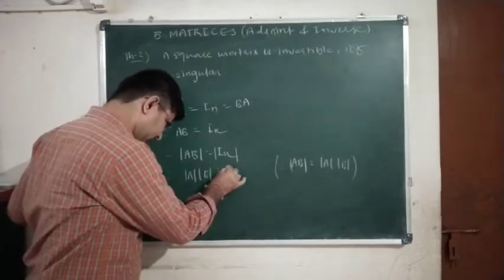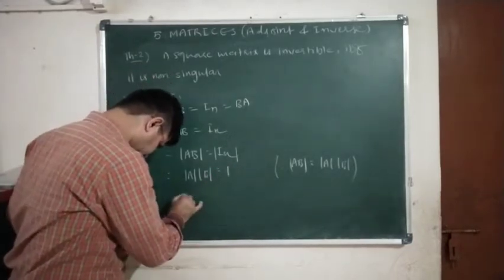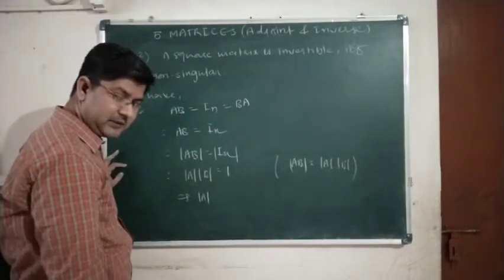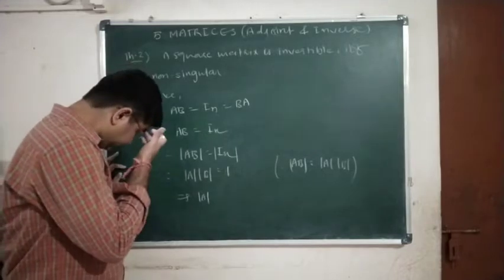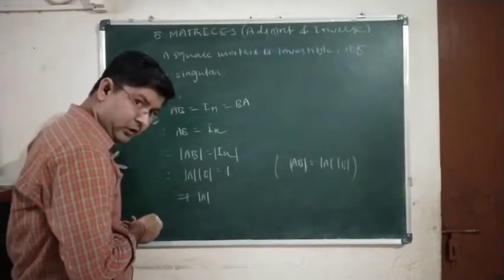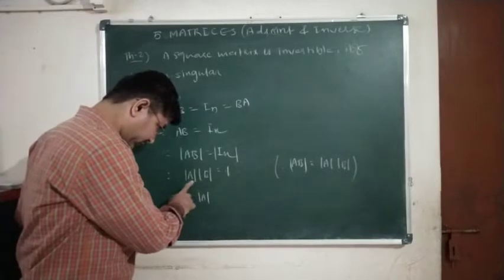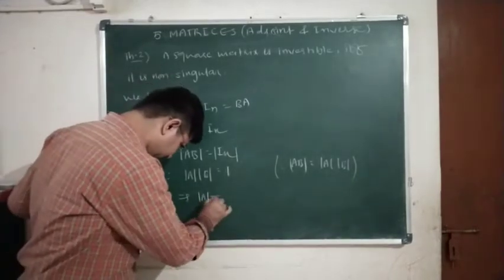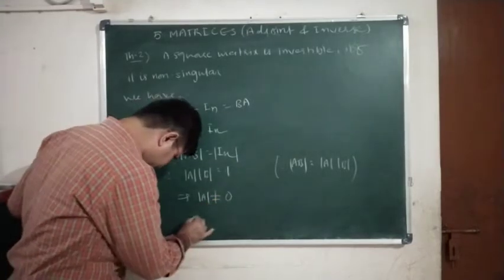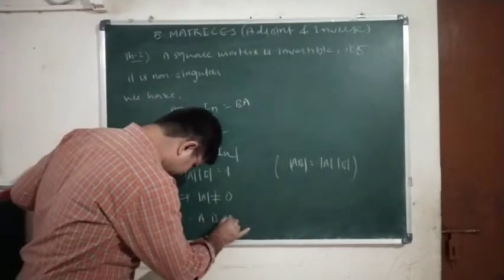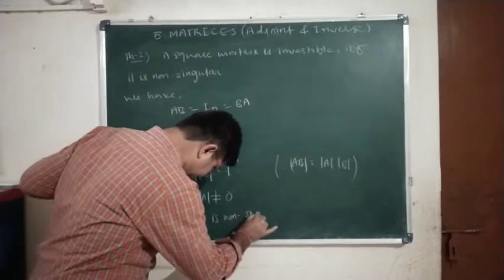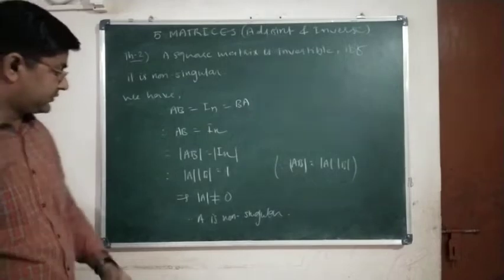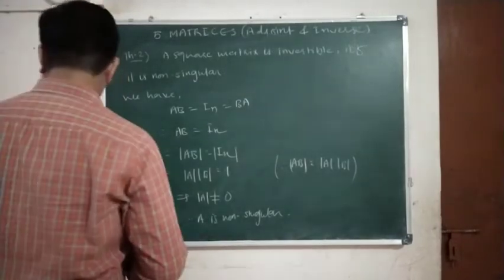Now what will be the determinant of I_n? It is 1. It implies the product of two values is 1, so both must be non-zero. So determinant of A is not equal to 0, and therefore A is non-singular. Clear? Understood?